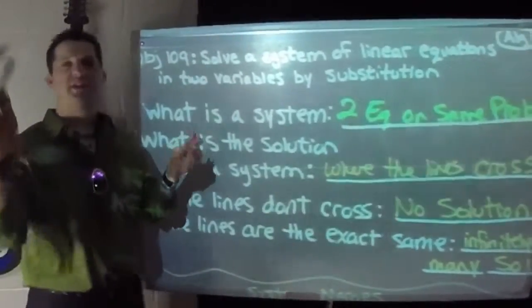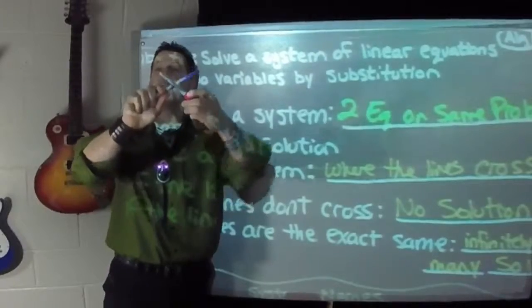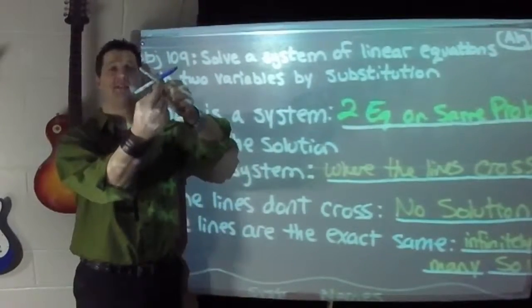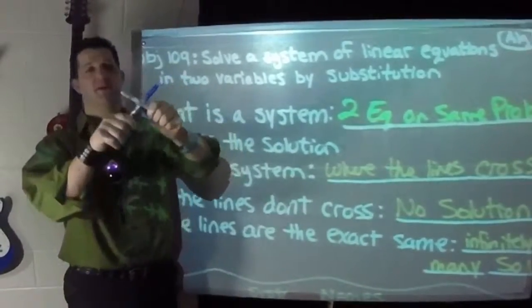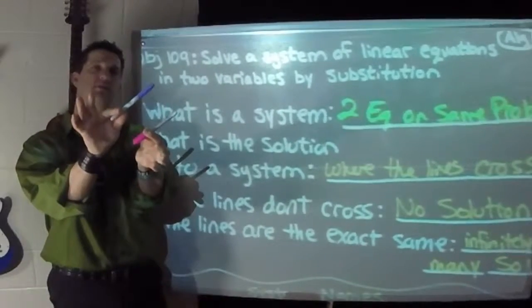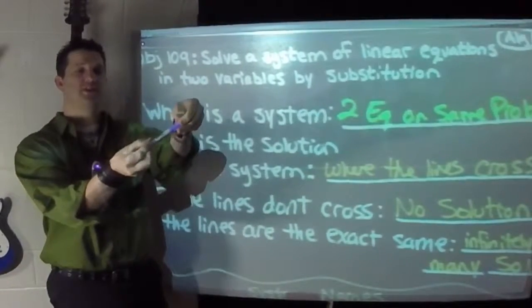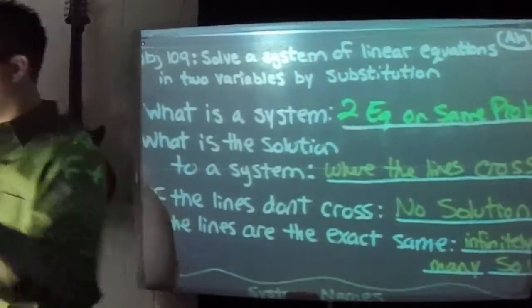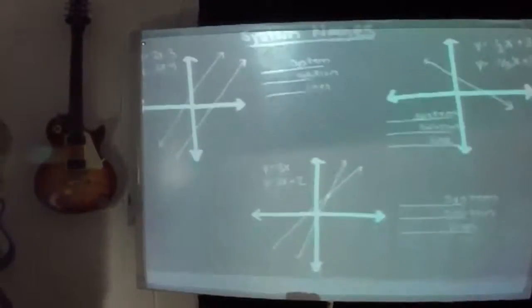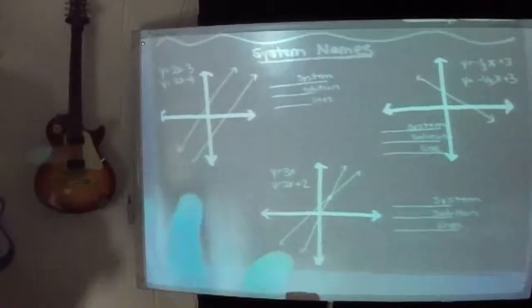If you crossed, you got one solution, and that's an ordered pair. That's an x comma y. That's a location for the crossing spot. But sometimes they don't cross: no solution. Sometimes they're on top of each other: infinitely many solutions. We have system names. So I shortened this up. I went to this one page.